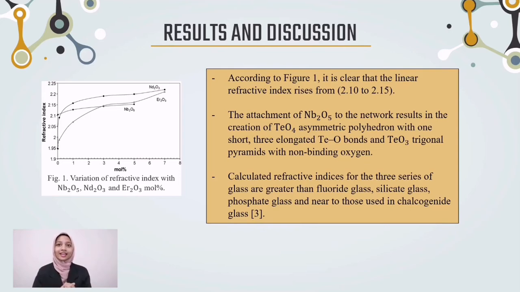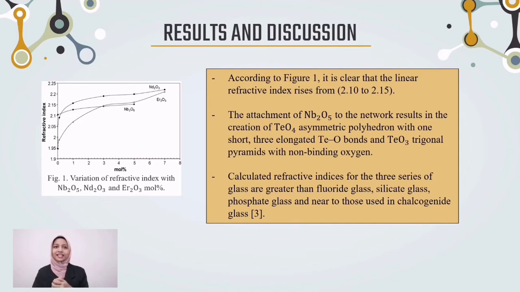According to figure 1, it is clear that the linear refractive index rises from 2.10 to 2.15 with a rise in niobium pentoxide content from 0.01% to 5 mol%, after having considered the concentration of transition metal ion Nb5+ in sequence A. The attachment of niobium pentoxide to the network results in the creation of tellurite asymmetric polyhedra with 1 short, 3 elongated TeO bonds and tellurium trioxide trigonal pyramids with non-bridging oxygen.